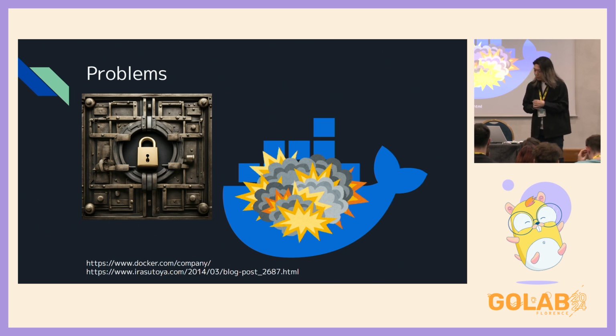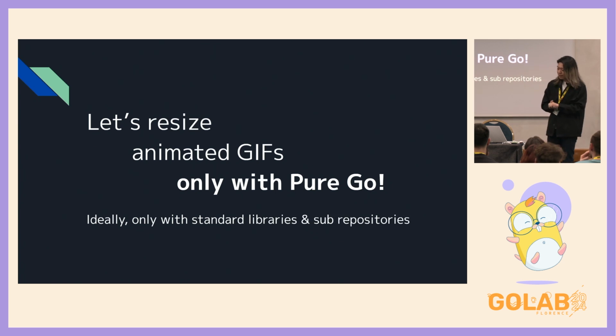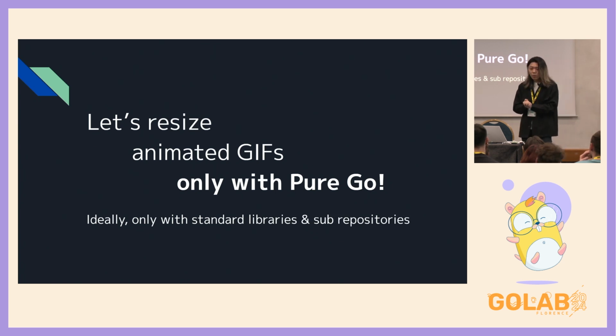And this makes them unsuitable for application containers recently. Moreover, I wanted to migrate the base image to the distroless image for better security and simplicity. But particularly when using a distroless image, handling C dynamic libraries for ImageMagick or so for image processing is terrible. So today, let's tackle resizing animated GIFs using only pure Go, ideally just with Go's standard libraries and sub-repositories.